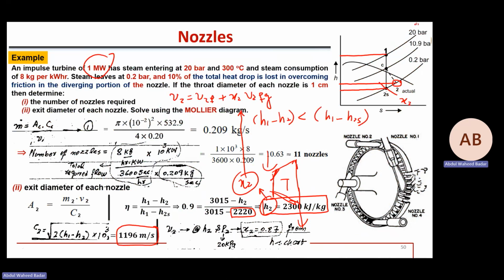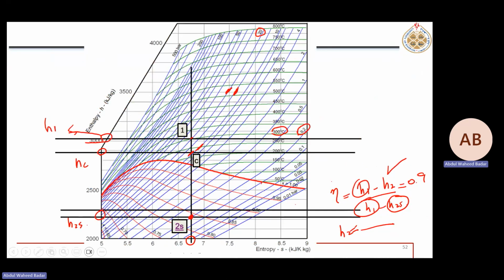Or we can locate this point H2 in the HS chart, because now enthalpy is calculated. So go to the chart. Enthalpy is what we have just calculated. Same pressure, 0.2 bar. So this point is H2. Corresponding to this point, here is the quality line. So directly read the quality line from here.